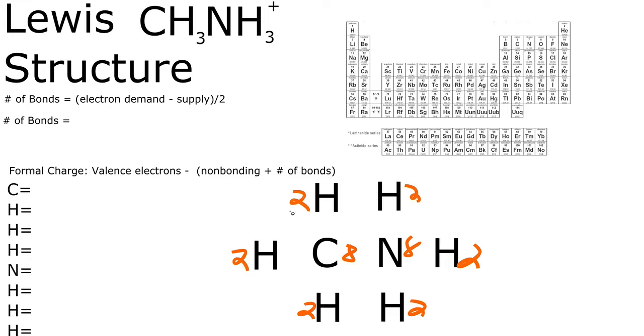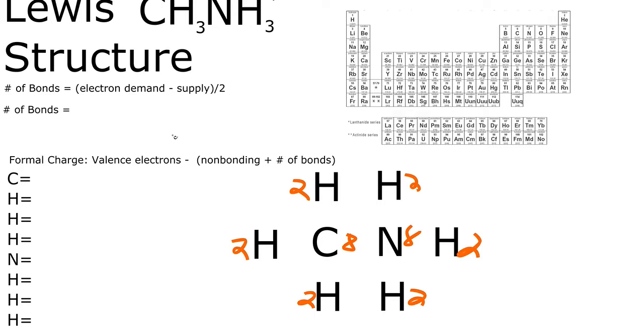So we'll add all these up, and that should give us, let's see here, 2 plus 2 plus 2 plus 2 plus 2 plus 2 plus 8 plus 8. That is 28, so let me clean this up. So our demand is 28. Okay, what is our supply?